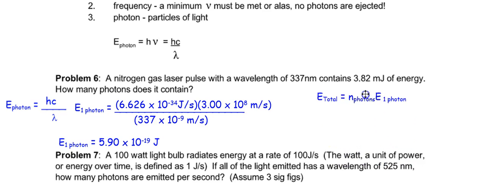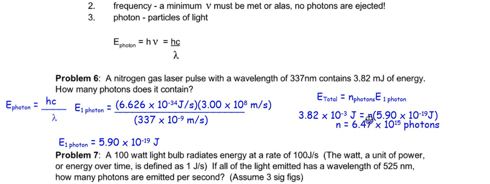Now, does this equation make sense? E total equals how many photons you have times the energy of one photon. Hopefully that makes sense to you. So if I have a total of 3.82 millijoules, notice I have a 10 to the negative 3, that's your millijoules, equals how many photons you have times the energy of one photon. And so when I did this, go ahead and divide yourself, see what you get. This is what I got. So 6.47 times 10 to the 15th photons, okay?